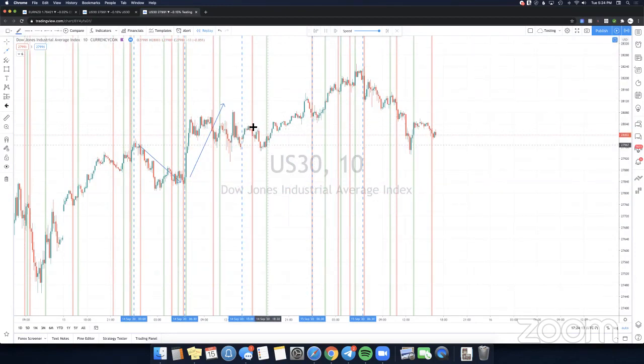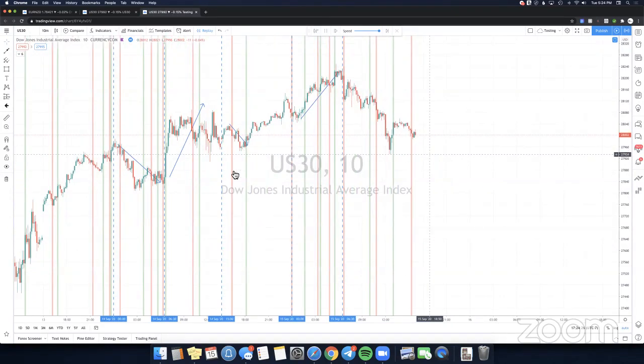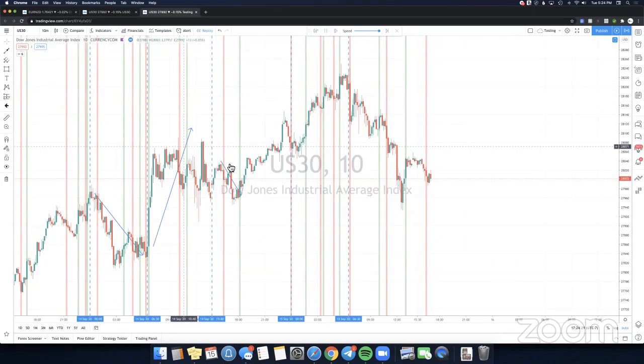You can see right here that during each session, price generally reverses. Right here, this is the London session, price shoots up. US session, price shoots down. It's really simple, guys. A lot of people like to overcomplicate it, but in reality, it's super simple if you're able to identify things. This would be hard for you to identify if you didn't have the K2 indicator.